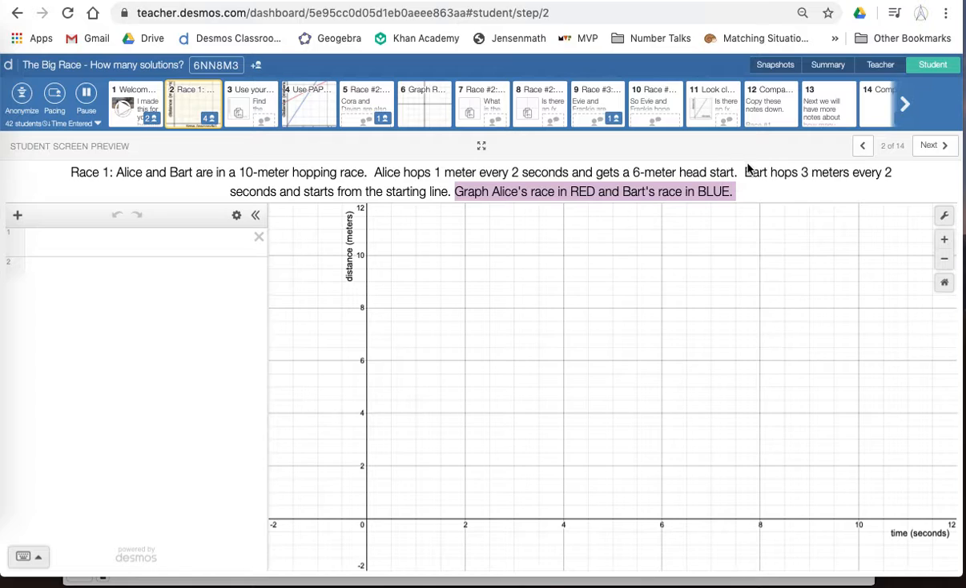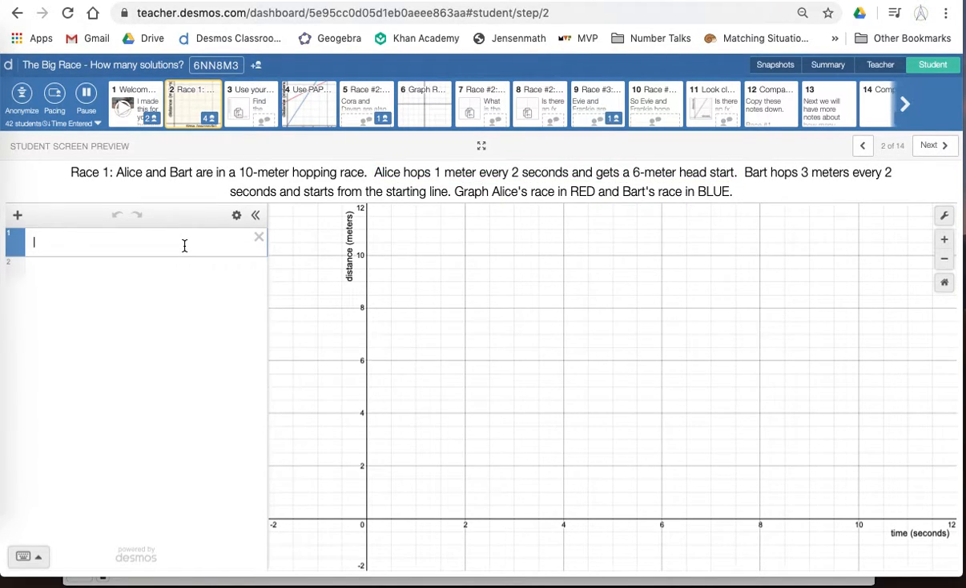Now to graph Bart, let's start with Alice. To graph Alice, we have two pieces of information. We have her head start, her starting value, and her rate or speed, 1 meter every 2 seconds, or 1/2 of a meter per second.